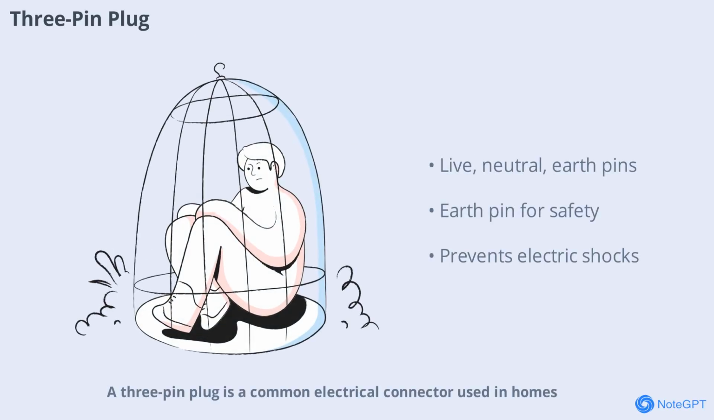3-pin plug is a common electrical connector used in homes. It has 3 pins: live, neutral, and earth. The earth pin is longer and thicker for safety, ensuring the device is grounded before current flows. This design protects users from electric shocks and ensures safe operation of appliances. Knowing how a 3-pin plug works is essential for electrical safety.